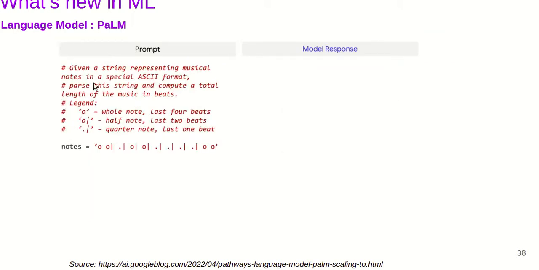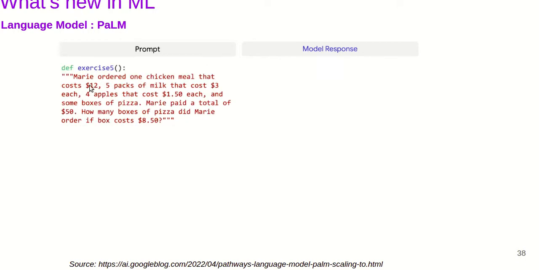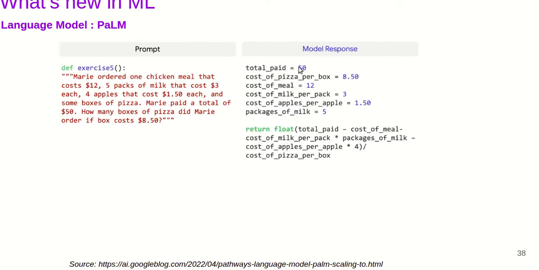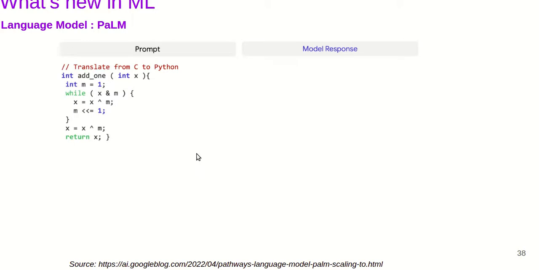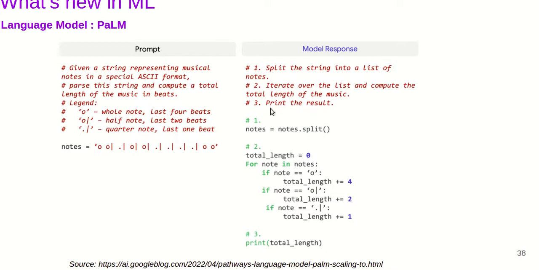It can also understand the description of a problem and generate the code for that, code in Python, for instance. It can also, like here, read this description, get the variables, and get the formula, and return you the result. So it writes the program. It can also translate from one language to another. For instance, here from C to Python. This is written in C, it will write it in Python. So it can do a lot of stuff.